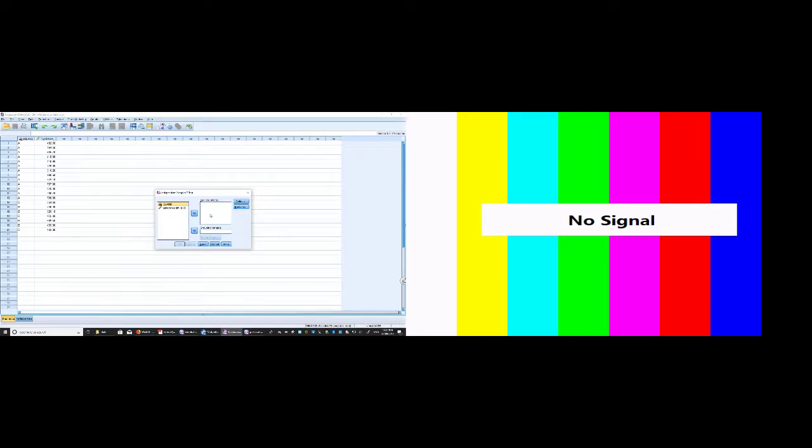So the test variable here, this is the thing that we're testing, so they're weights. So we go next. And then the grouping variable, this is the thing that separates the weights into the different groups. So we've got A and B. So if we put Ireland in there, and then we have to go to Define Groups to tell it what the values of that variable are that define each of the groups. So this is A and B. Continue.